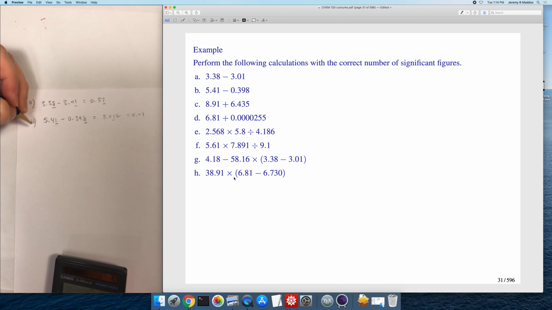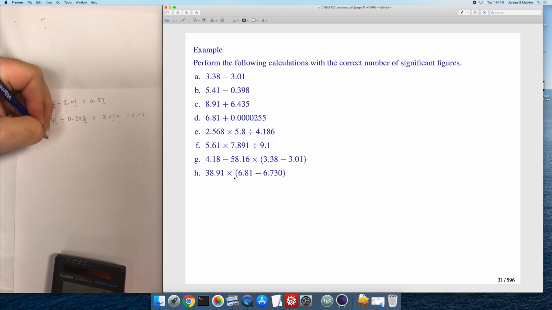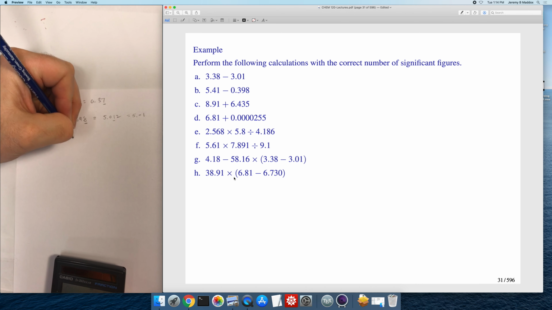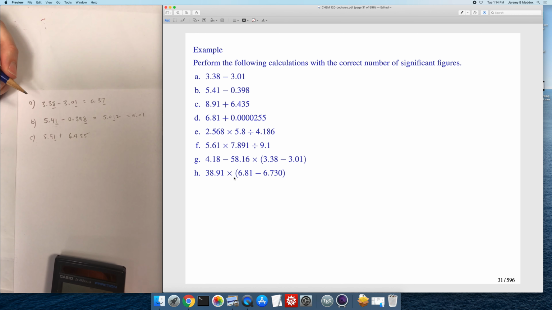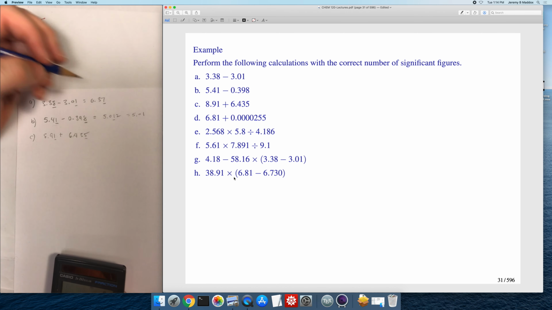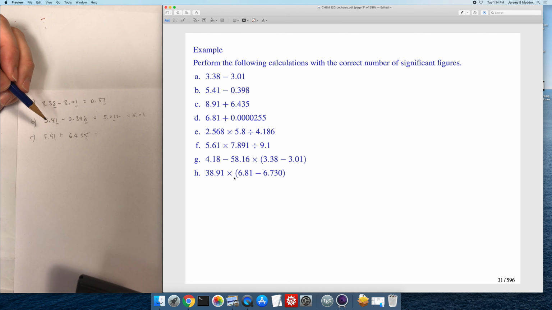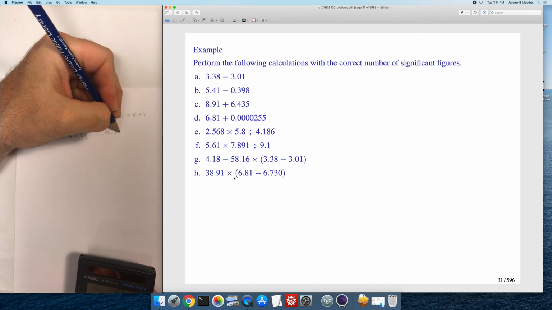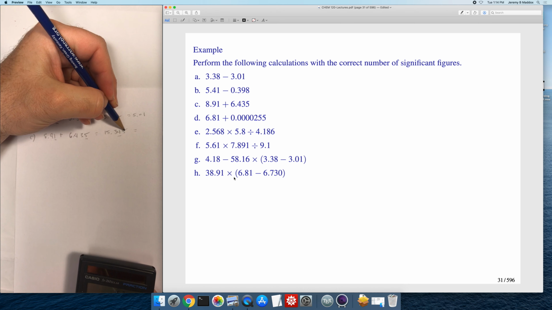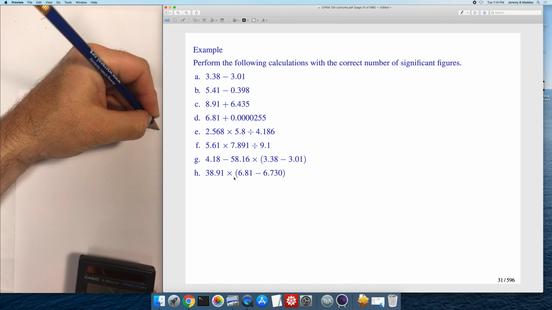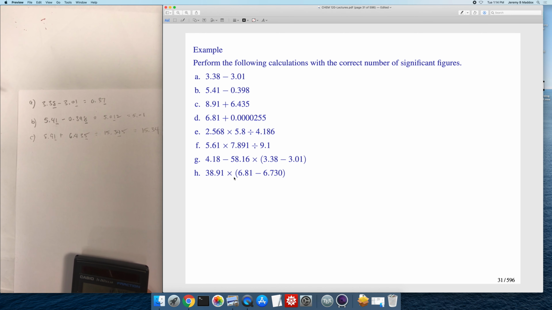For part C, it's similar. 8.91 plus 6.435. Okay. This one's precise to the hundredths, even though this one's precise to the thousandths. Our result can be no more precise than to the hundredths column. And so we get 15.345 out of this. It's only precise to the hundredths column. In this case, the second uncertain digit is a 5, but the first uncertain digit is already even, so we are going to round down in this case. And so that's our result.